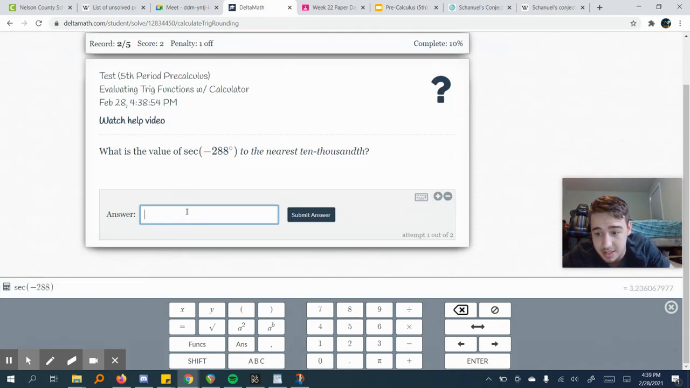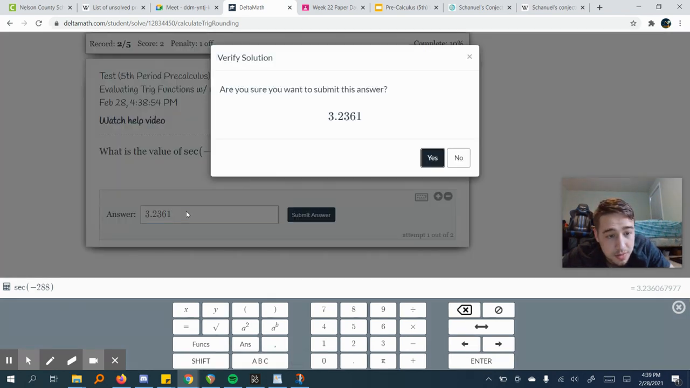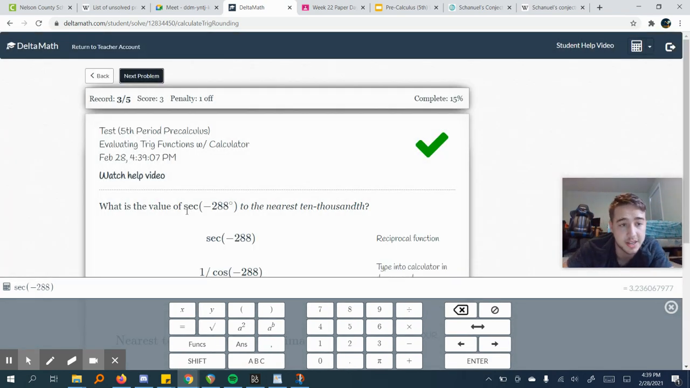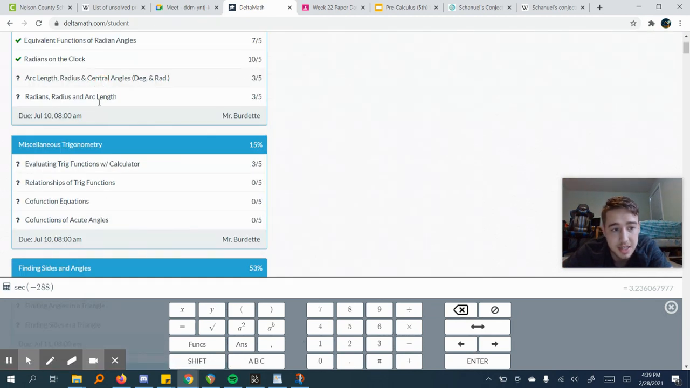Done. Nearest 10,000th, 3.2361. All you had to do. Let's check the next problem in the assignment.